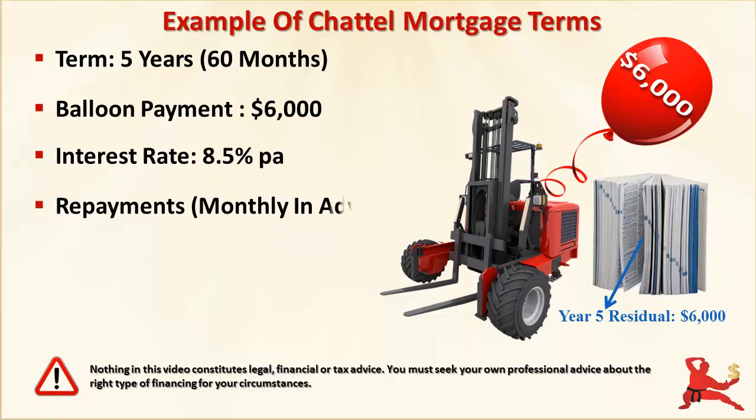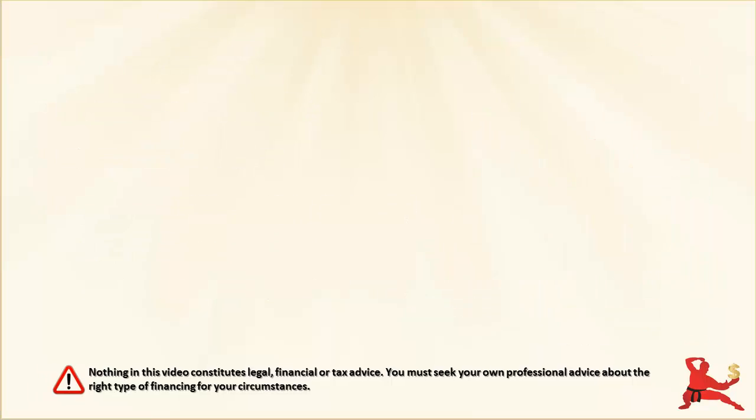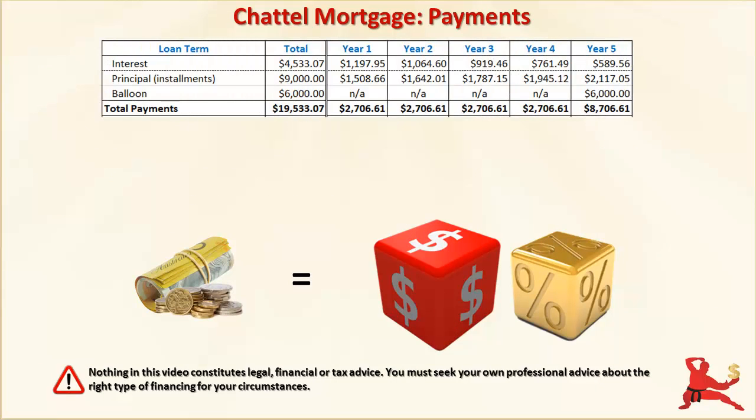Assuming an interest rate of 8.5%, our monthly repayment would be $225.55. But if we didn't have the balloon payment arrangement, our monthly repayment would be $305.58. I'm going to ignore any taxes like goods and services tax or value-added tax on this purchase. There are added complexities with these types of taxes in equipment finance. As I've said, you should get advice from your accountant or tax advisor before you enter into these types of transactions. Here's a table that shows you how much principal and interest you'll be paying over the 5 years.